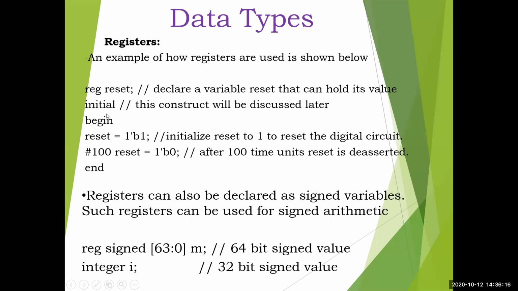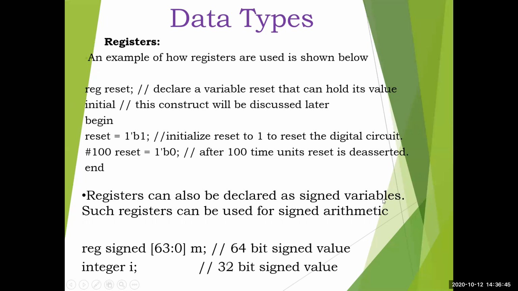In behavioral description, we will be learning about initial, always and all. Now we are just learning how a register will hold a value. So now it is 1'b1, and at 100 time units we are changing reset to 1'b0. That means from 0 to 100 time units it should hold a value, right? That's why this is declared as a register here. If you declare wire reset here, then this may not work properly. So that is the meaning.